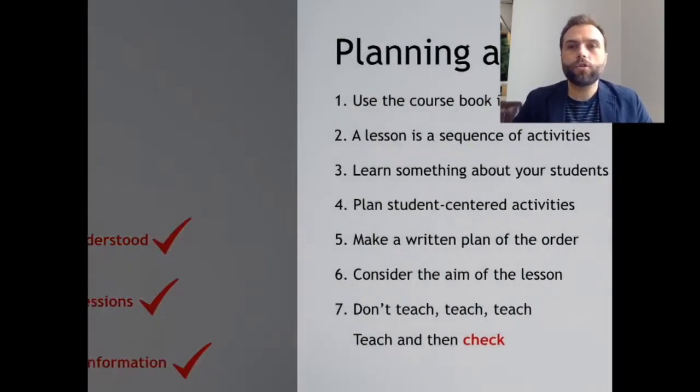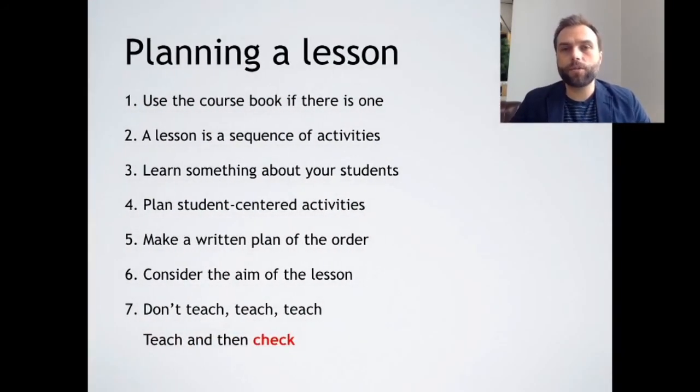Okay, so those are my 7 tips taken from the book by Jim Scrivener. Number 1, use the course book if there is one. Number 2, a lesson is a sequence of activities. Number 3, learn something about your students. Number 4, plan student-centered activities. Number 5, make a written plan of the order. Number 6, consider the aim of the lesson. And number 7, don't teach, teach, teach.